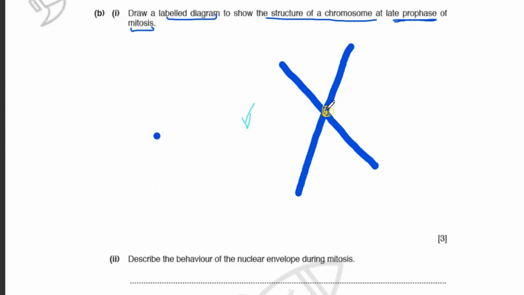In paper, don't do this. Do not use different colors. Just draw it with a pencil. You label this as centromere. Centromere is your constricted site. These are your sister chromatids. And it should be condensed because they are talking about late prophase. Okay? So it should be condensed. Sister chromatid.